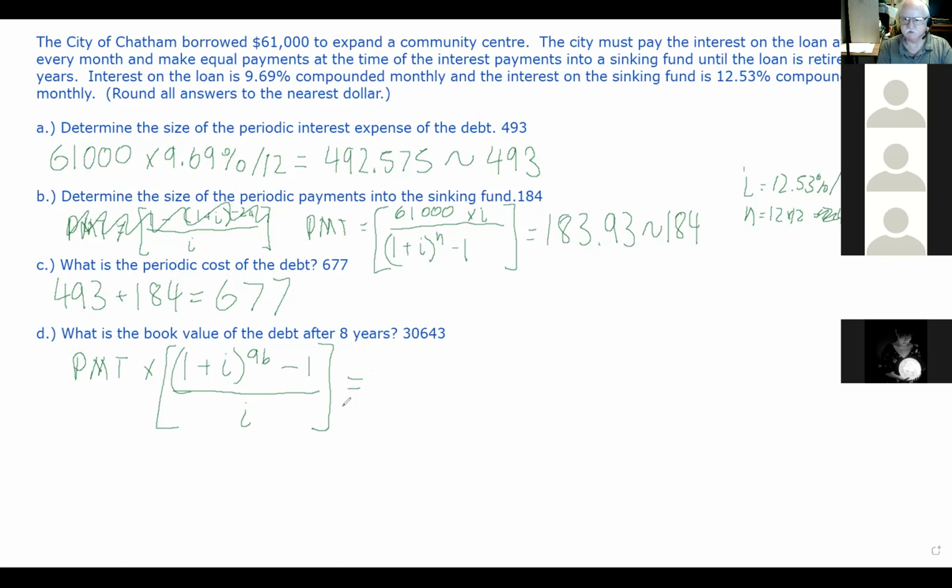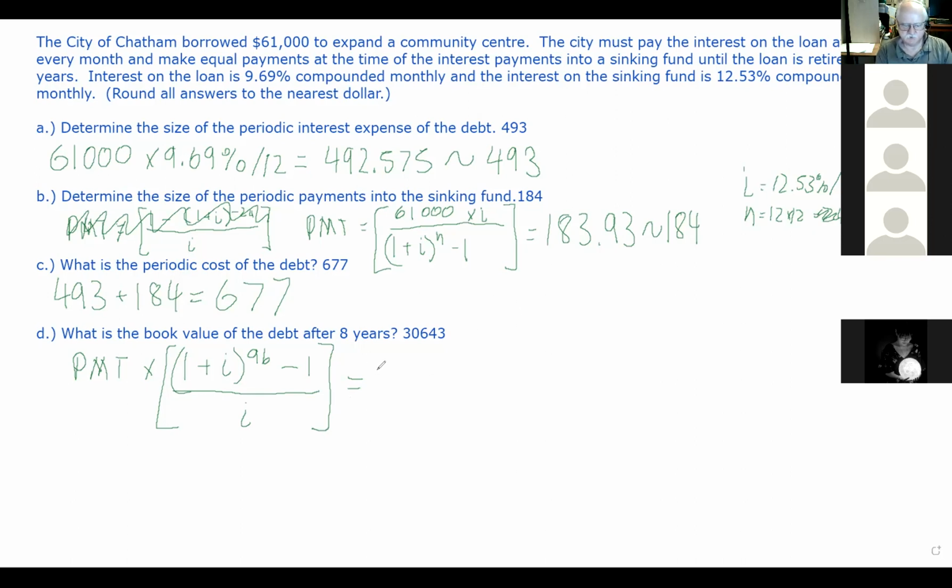So recall i is the 12.53% divided by 12, plus 1, y to the x 96, and then minus 1, divided by recall i, which is the interest rate, and then times the payment, which we decided was the 184.